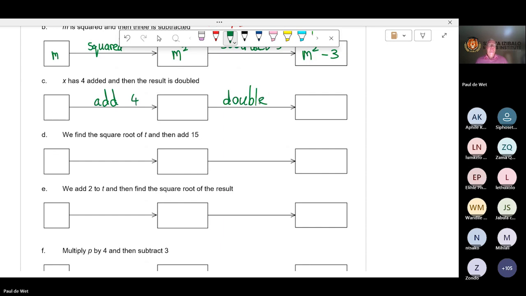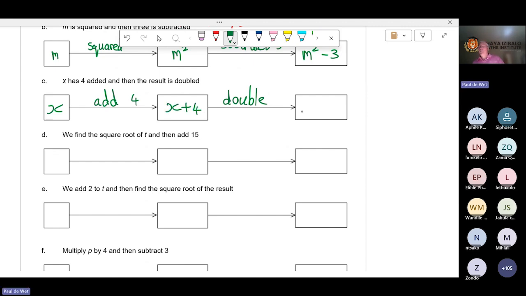Okay, so we start off with X, okay? You see how I'm writing my X. I write it like that rather than like that. I know I typed it like that, but it's just easier to see that it's not a times sign. All right, so I'm seeing X plus 4. Okay, guys, if we add 4, we get X plus 4.